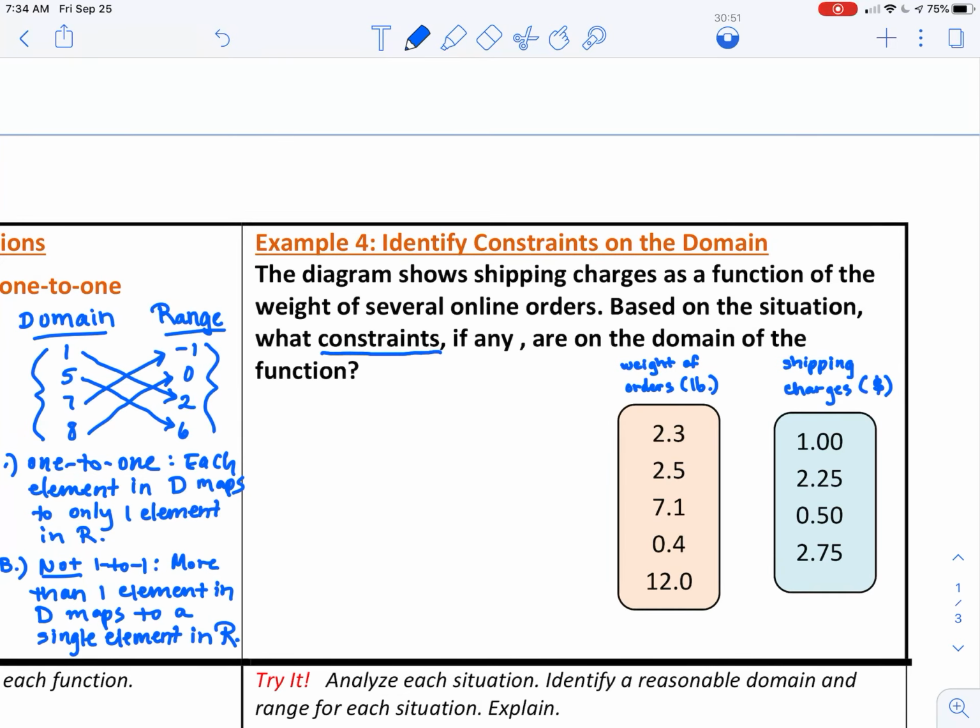Can it be any number? Could my weight be 3,000 pounds? I suppose if you're ordering an elephant and a half, right? Or what's an elephant? About a ton? So depending how big your package is going to be, I suppose it could be a lot of weight. 2,000 pounds is a ton.